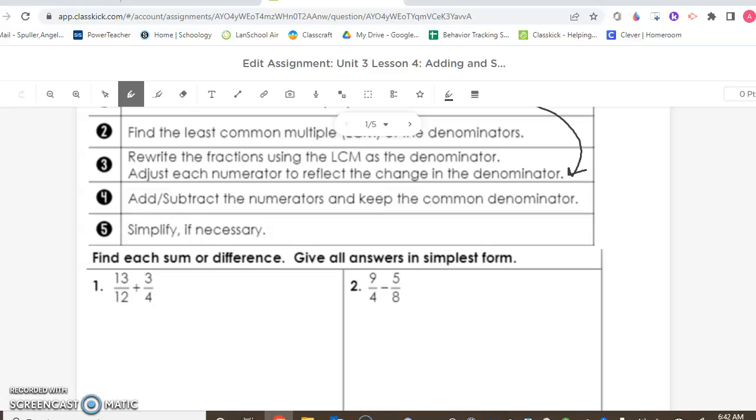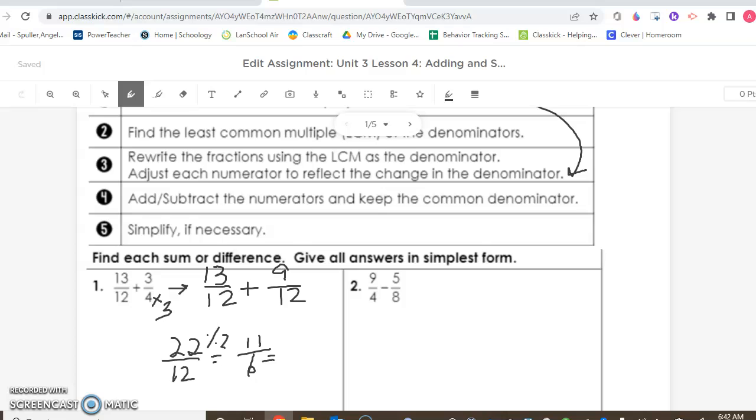So if I'm looking at 12 and 4, I can easily see that I can rewrite these using 12 as the denominator. Well, 13 twelfths, I don't have to worry about that because it's already in twelfths. But 4, I have to multiply it by 3. So 3 times 3 is 9. So now that I have that, I can easily say 13 plus 9 would give me 22 over 12. Now I'm going to simplify this down. So I'm going to divide it by 2. That's going to get me 11 over 6.